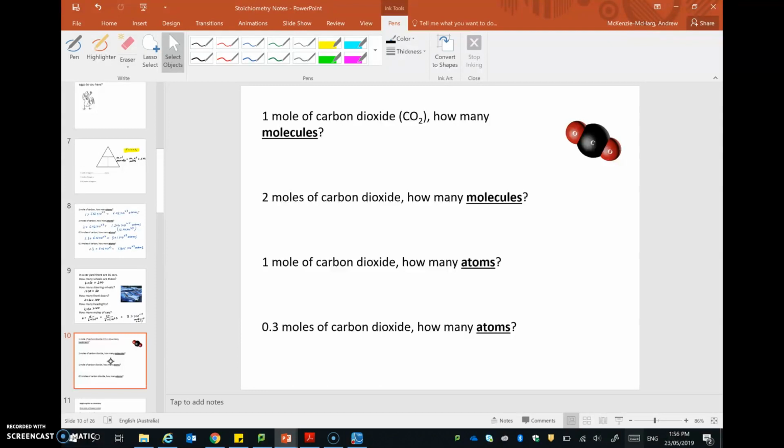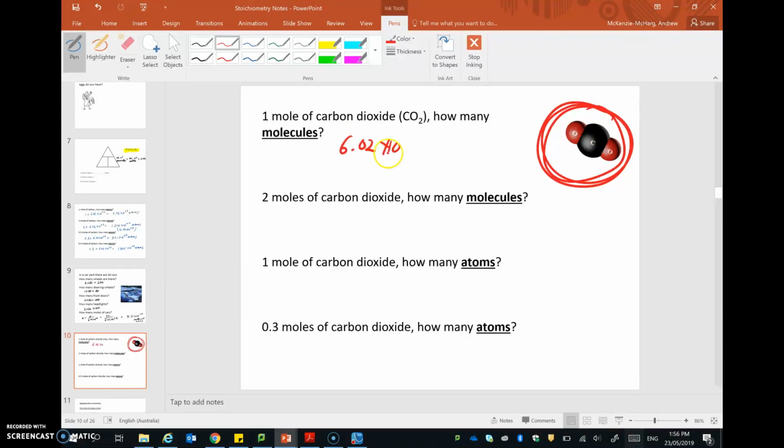1 mole of carbon dioxide, how many molecules? So we're looking at how many of these things here. If we've got 1 mole of those, that means we have 6.02 by 10 to the 23 of them. Avogadro's number. That's how many molecules we have. If you've got 2 moles of carbon dioxide, well, that's twice as much as that. Which we had earlier as 1.204 by 10 to the 24 molecules.